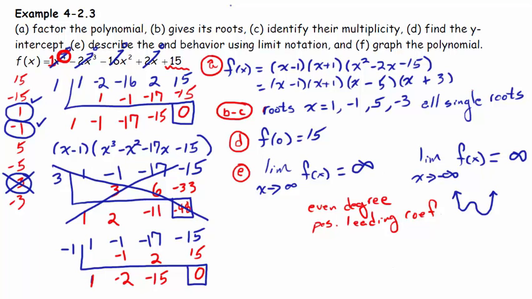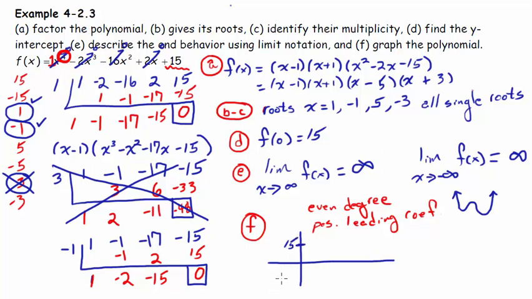Alright, and then lastly, we need to graph this. Alright, now I didn't leave myself much room to do this, but I think we can make do here. So we want to graph f. Alright, here. So I'm going to have a y-intercept at positive 15.